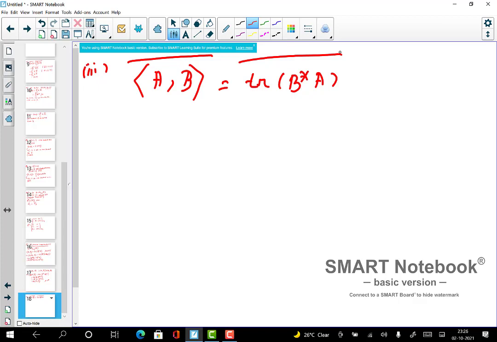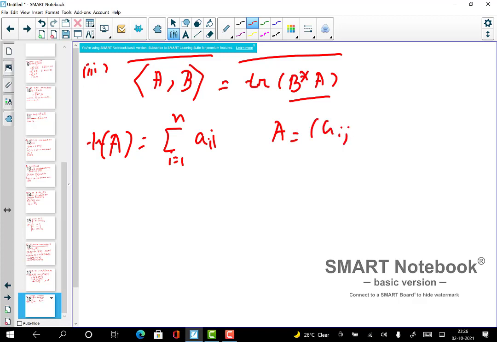But what is trace? Let me just use the fact that, what do you mean by the trace of a matrix? The trace of a matrix is nothing but the sum of the diagonals, right? So what are the diagonal elements in the product of two matrices? That you need to first understand. So let me recall: given a matrix A, you can define the trace of A by this summation, i equal to 1 to n, of Aii, where A is the matrix Aij.